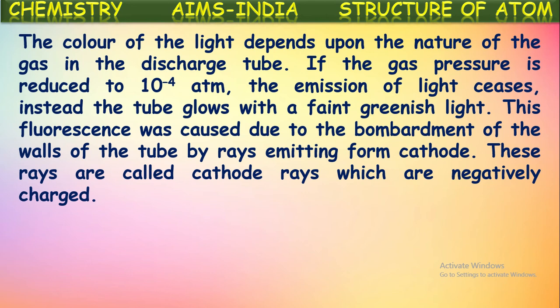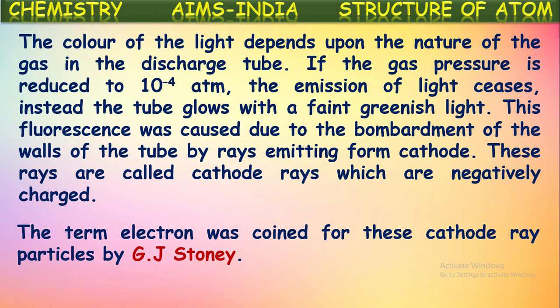These rays he called cathode rays, which are negatively charged, because these particles are emitted from the cathode side to the anode side. So he arranged a screen at the back of the anode and he observed the flashes scattering on the screen as particles struck that screen. He called those particles cathode rays, which have negative charge. The term electron was later coined for these cathode ray particles by the scientist G.J. Stoney.